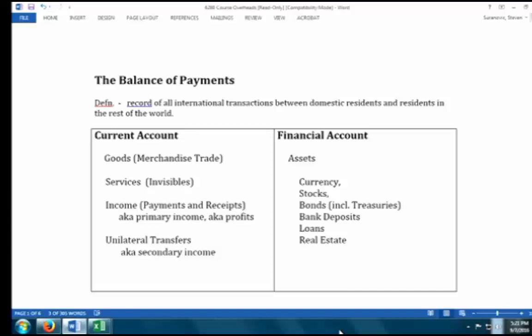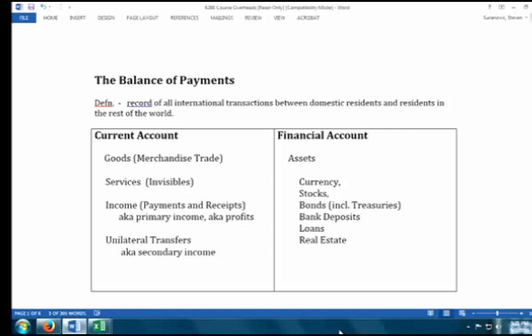If you take money from your bank account and you purchase a foreign stock issued by a foreign company, unless you're taking an ownership share in that foreign company, well, you're not buying a good, you're not buying a service, you're buying an asset. So that asset transaction, currency for a stock, is going to get recorded entirely on the financial account of the balance of payments.